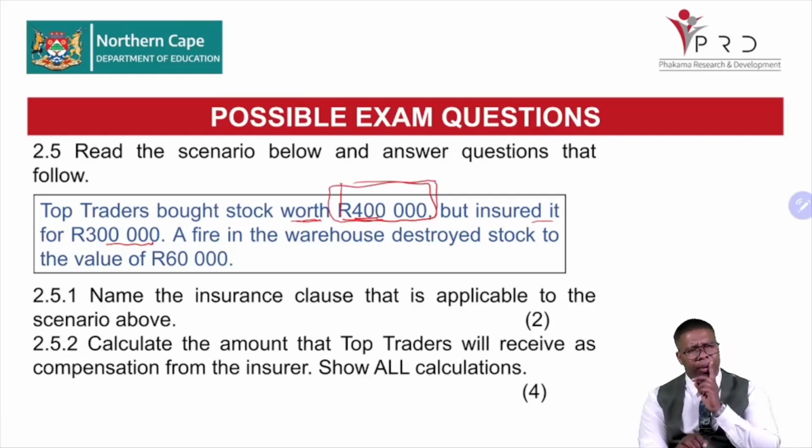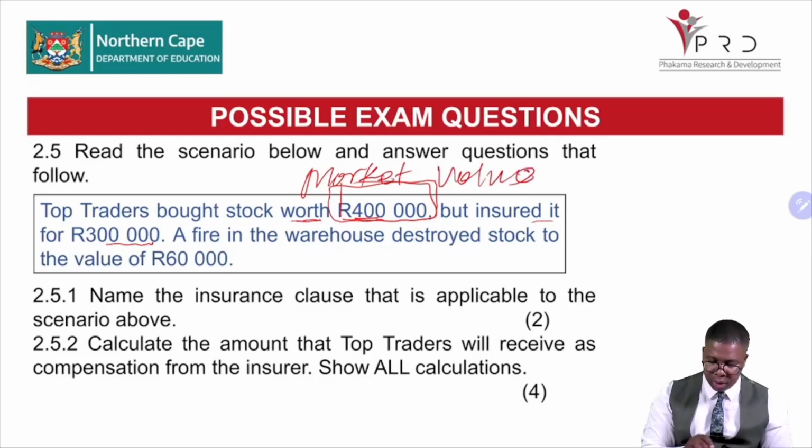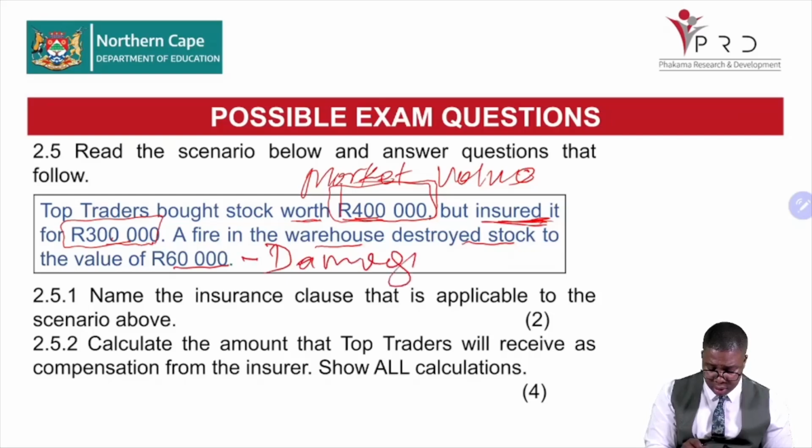Let's be clear. Stock, this is the market value. This is the market value. Then, but insured it for 300,000. So the insurance amount is 300,000. Underline that part. And then a fire in the warehouse destroyed stock to the value of 60,000. So there was a damage there. So we need to note this to say this is a damage.